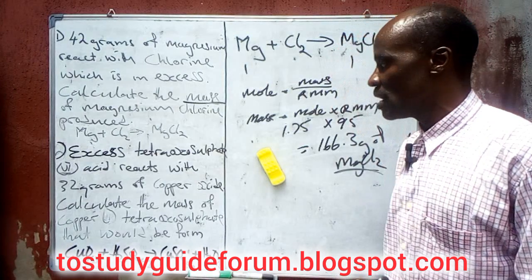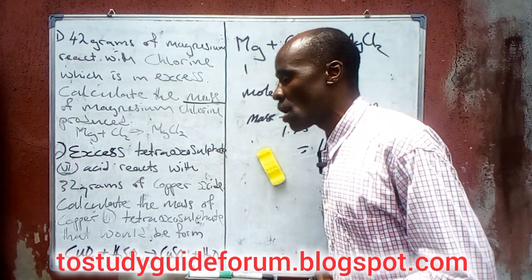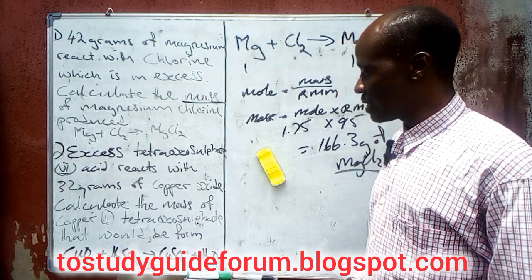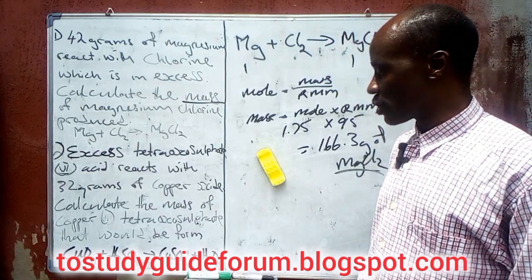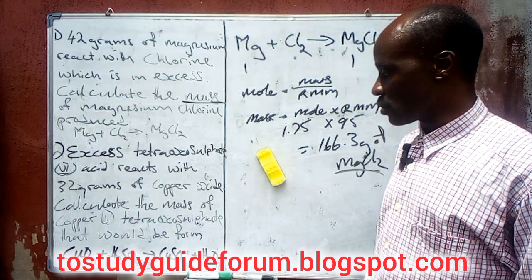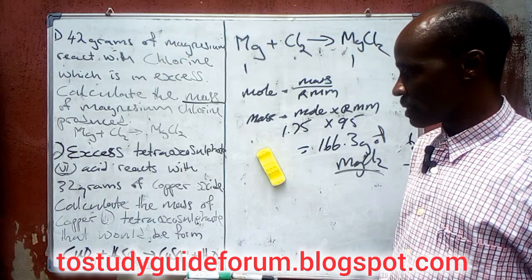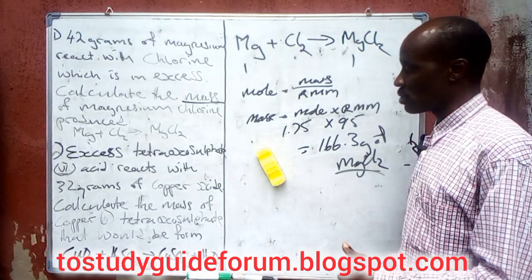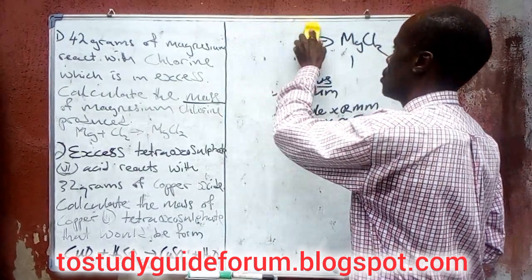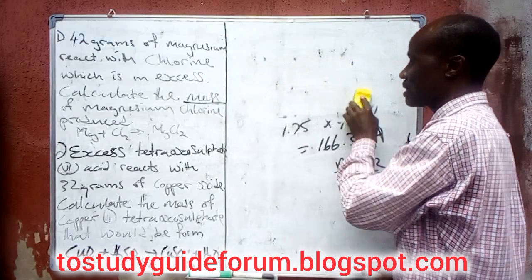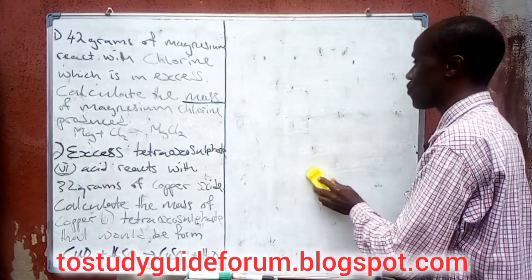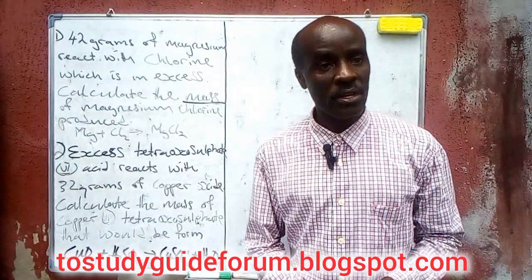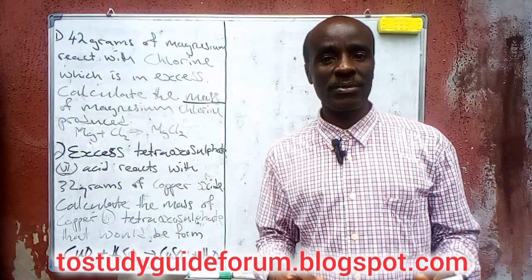Say that excess tetraoxosulphate acid reacts with 32 grams of copper oxide. Calculate the mass of copper 2 tetraoxosulphate that will be formed. Now, anytime you have a question like this, the first thing you need to do is to write a balanced chemical equation of what you are given. If you are not able to get that done, that's the beginning of the failure.